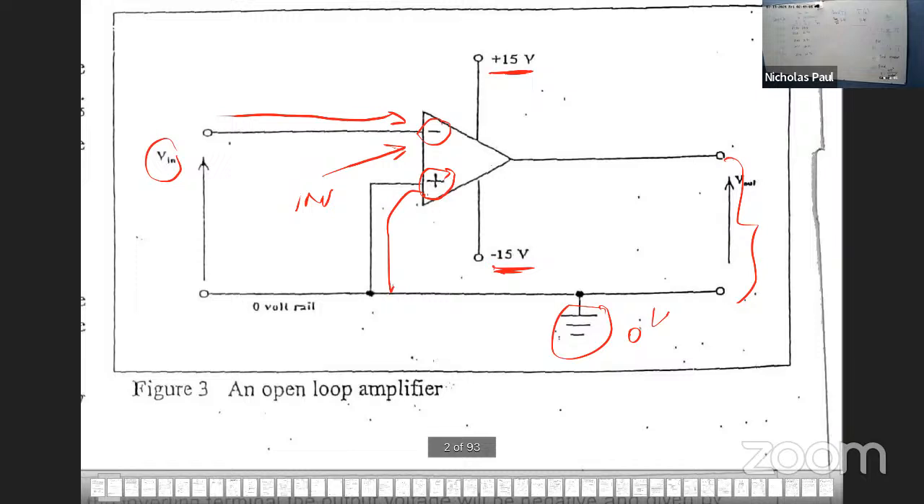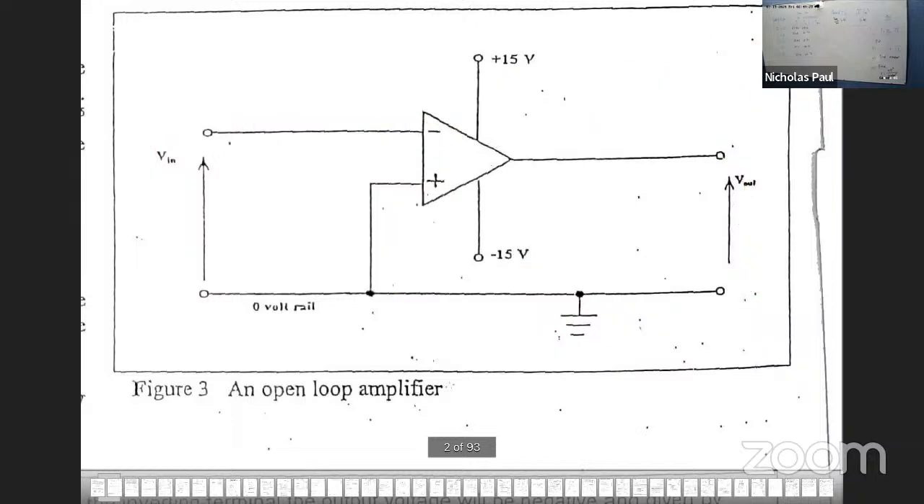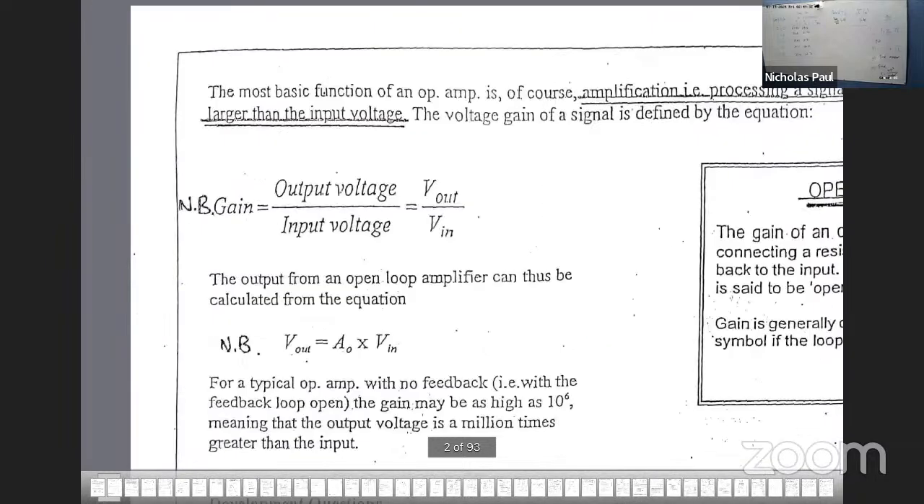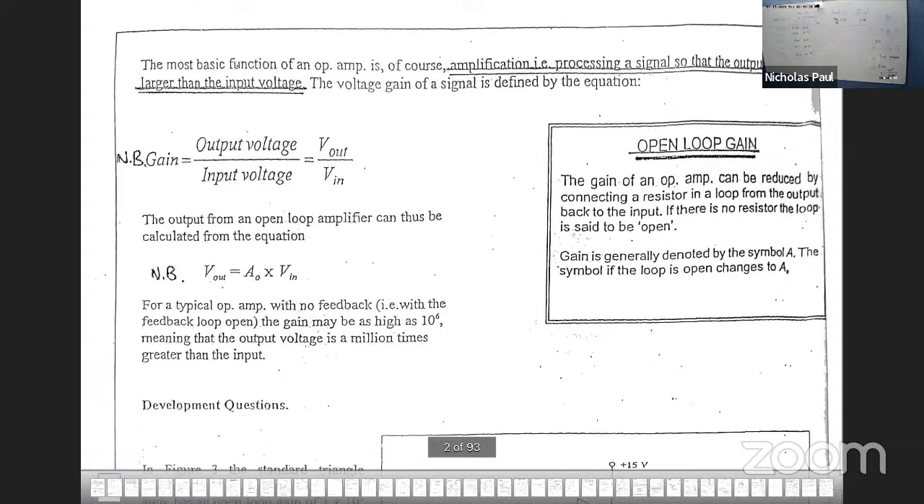Now, how do we know how much the amplification is? There's a term called gain. Gain tells us how much we're going to amplify the input. To find it, take the output value and divide it by the input value. That'll give you the gain. No SI unit. Gains are very large. These circuit gains are very large. So that's what it's saying here. The most basic function of an op-amp, of course, is amplification. What's the most basic function of the op-amp?